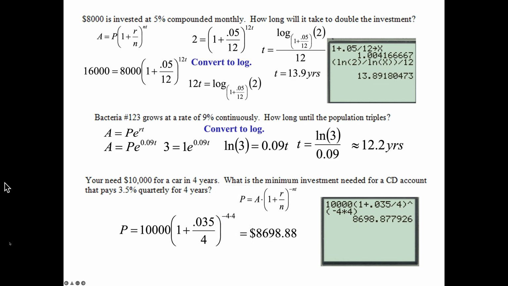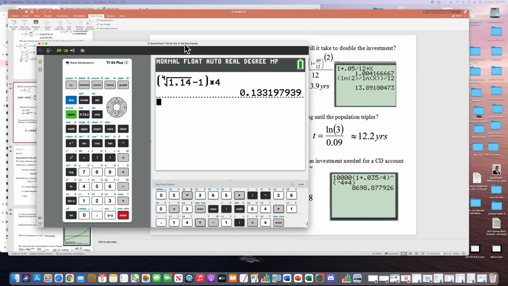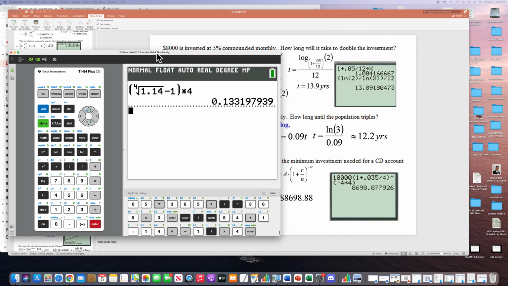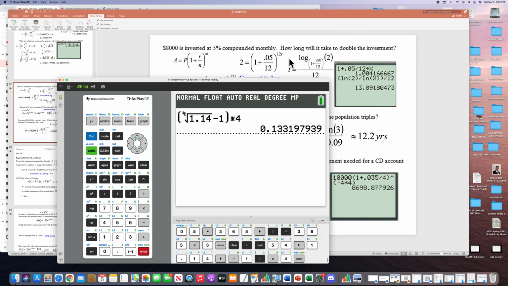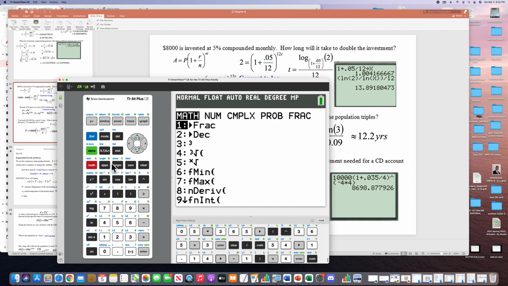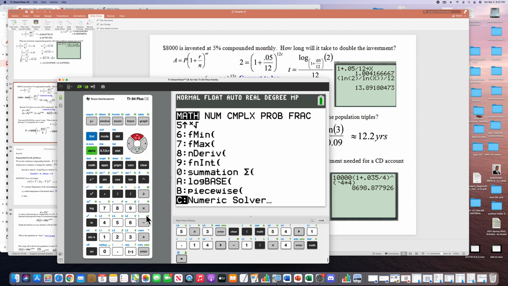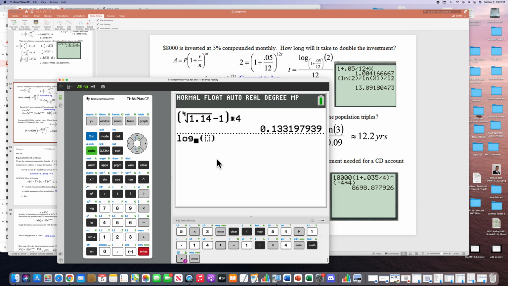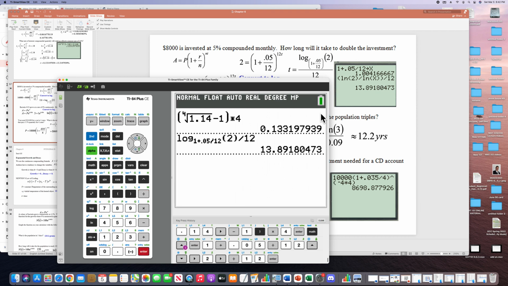So again, looking at the newer calculator, for this one up here with the ugly base, this is the nice thing about that math. Scroll up, log base. Log base, you just type it in. 1 plus 0.05 divided by 12. It will take care of it. Whoops, come back here. Right arrow. Put the 2 in right there. Jump out of it. Then divide by 12. Same decimal.